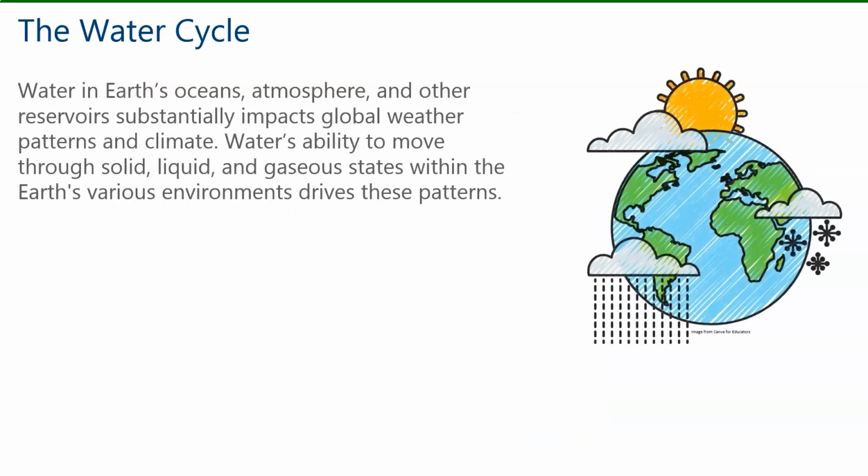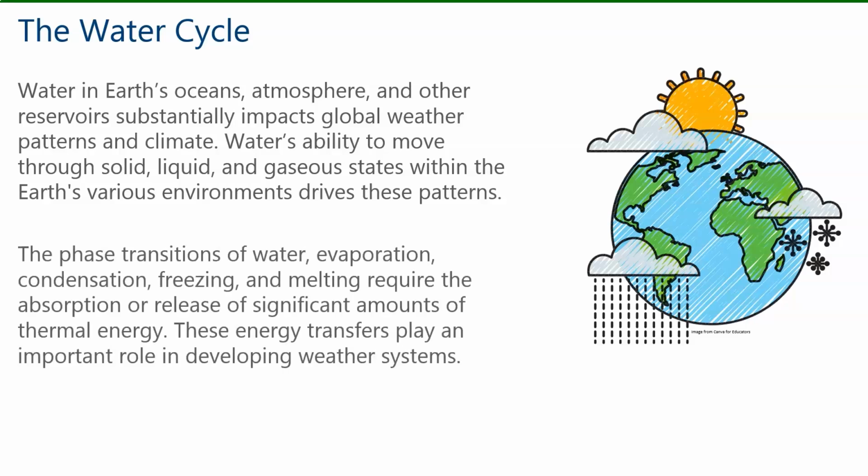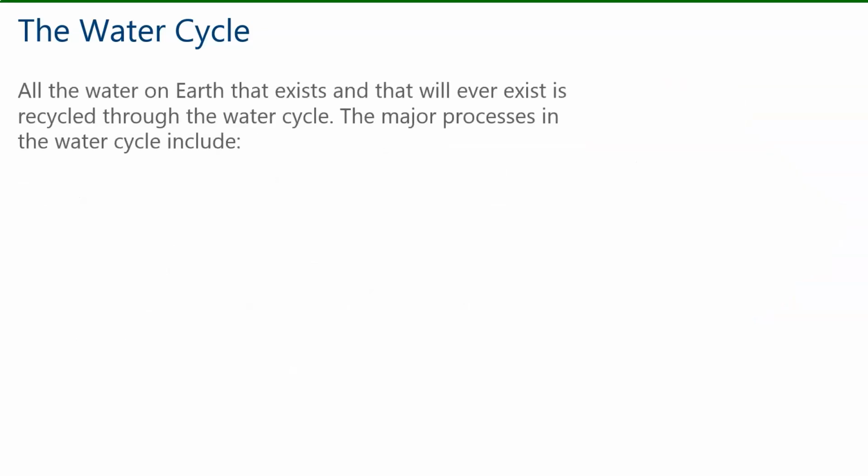Water in Earth's oceans, atmosphere, and other reservoirs substantially impacts global weather patterns and climate. Water's ability to move through solid, liquid, and gaseous states within the Earth's various environments drives these patterns. The phase transitions of water, evaporation, condensation, freezing, and melting require the absorption or release of significant amounts of thermal energy. These energy transfers play an important role in developing weather systems. All the water on Earth that exists, and that will ever exist, is recycled through the water cycle.